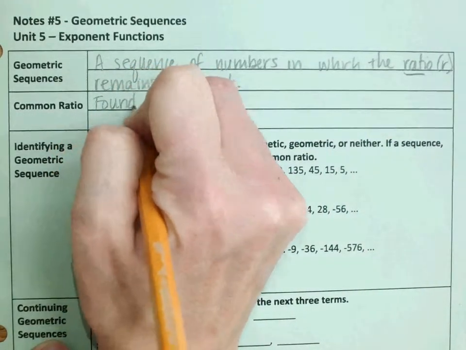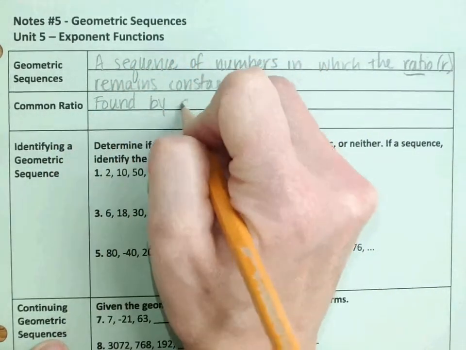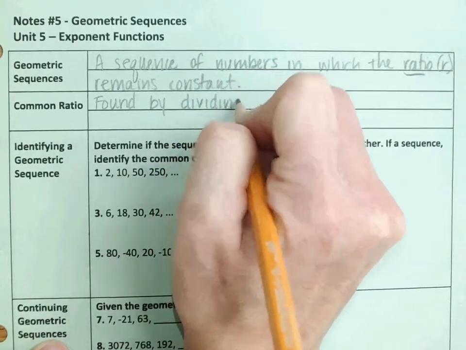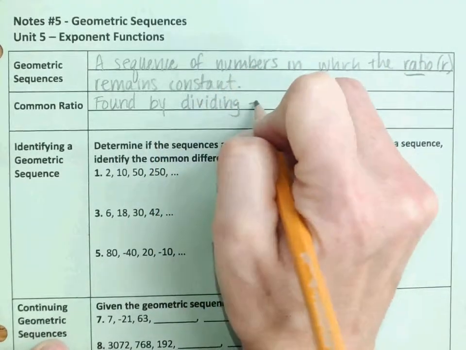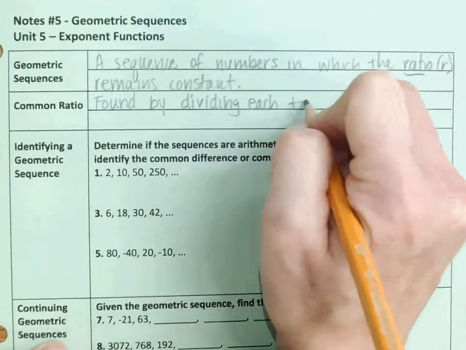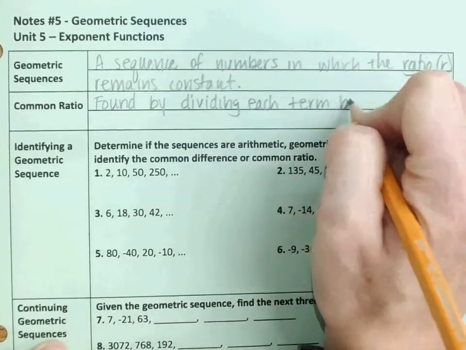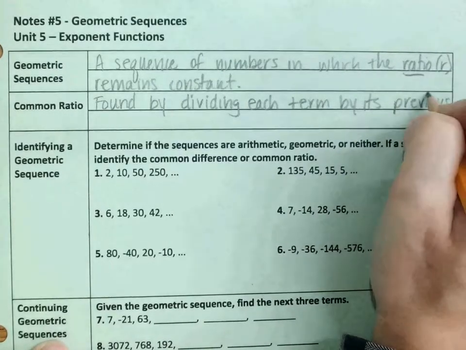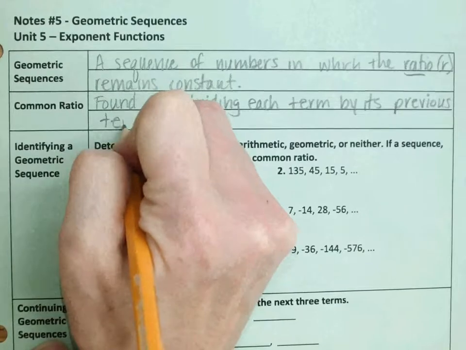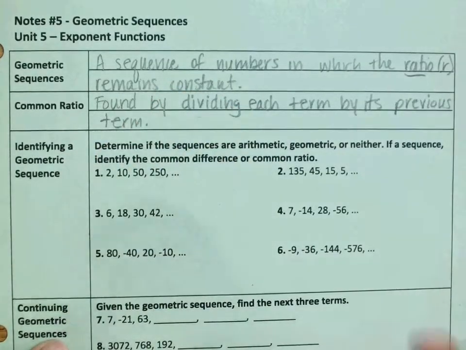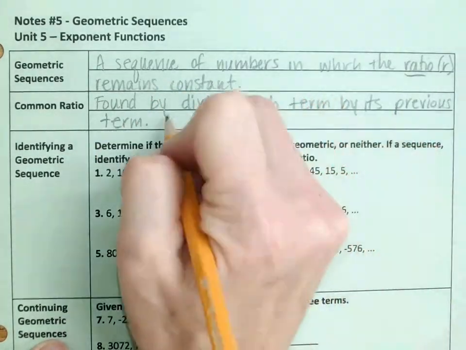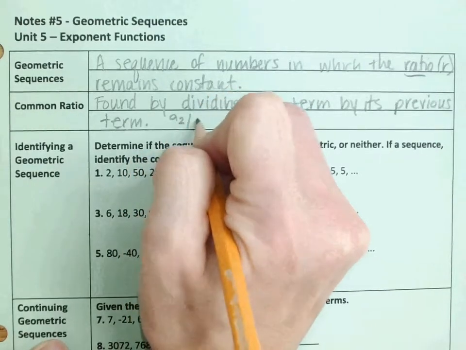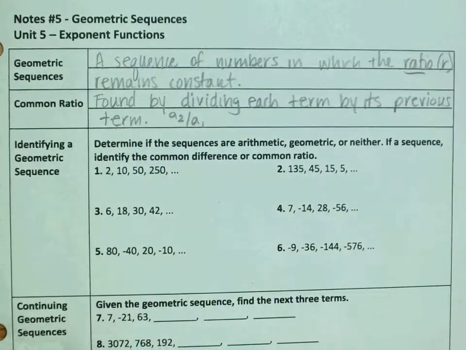So the common ratio is found by dividing each term by its previous term. If you want to think about it, it would be A2 divided by A1. So the previous term divided by, each term divided by the previous term, okay?